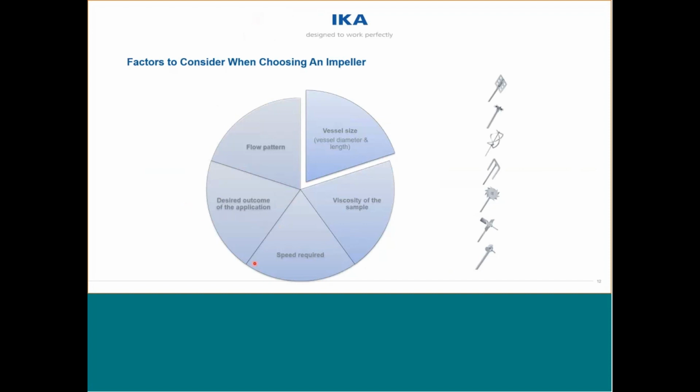Third, what is the speed that you want to use? Because different impeller designs have a recommended speed and recommended viscosity to use with. And the last, you also have to consider the diameter of the impeller, depending on your vessel size. I will share with you how to get the general guideline from IKA later.